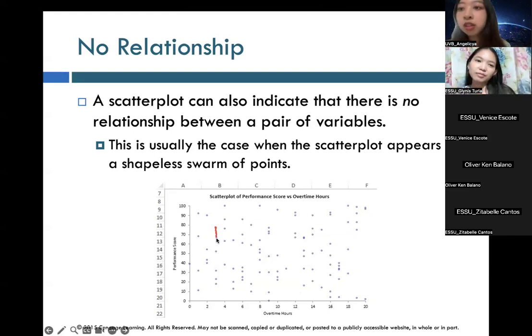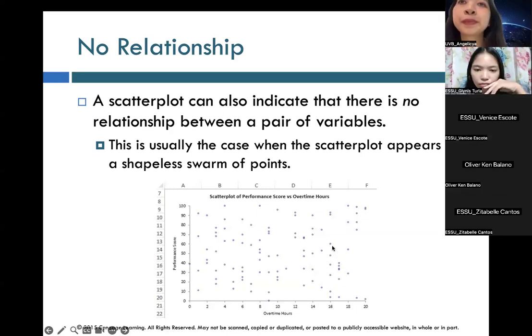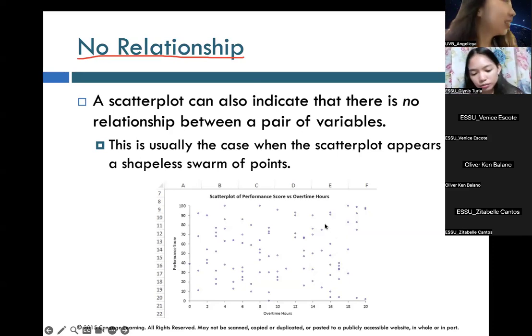Look at this one. You can say that, oh, this is kind of linear. But it gives wrong predictions, because a linear relationship only has one pattern, not more than one. So in this case, we have lots of pairs of variables. In statistics, we say that there is no relationship, because lots of variable pairs actually appear in our scatter plot.